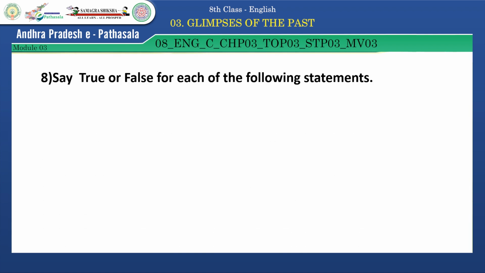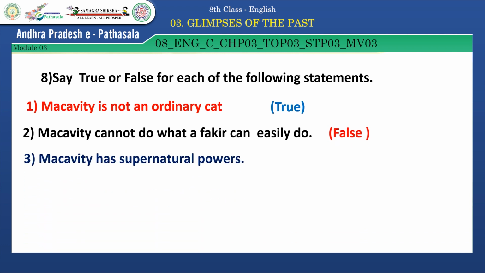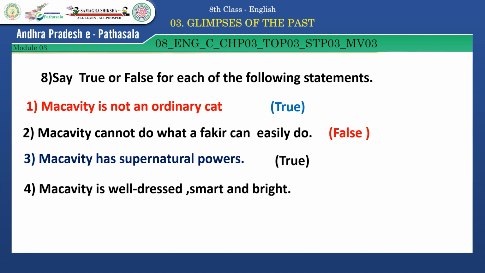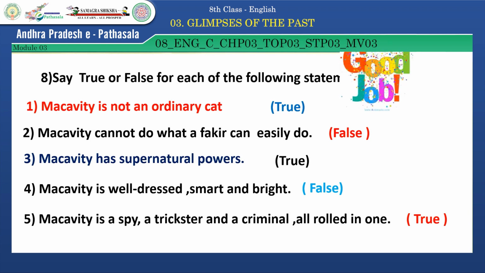Say true or false for each of the following statements. Number 1. McCavity is not an ordinary cat. True. Very good. 2. McCavity cannot do what a fakir can do easily. What's your answer? False. Number 3. McCavity has supernatural powers. True. McCavity is well dressed, smart and bright. What's your answer? False. Very good. 5th one. McCavity is a spy, trickster and a criminal, all rolled in one. So what's your answer? True. Very good. You have done a good job.